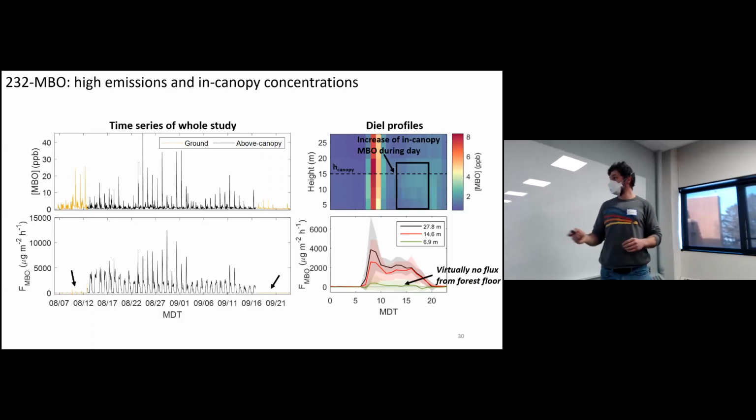And there's virtually no flux from the forest floor. So you can see it's kind of a huge step change. Like we see nothing, and then we see a lot of flux. So these are primarily emitted from the pine trees.